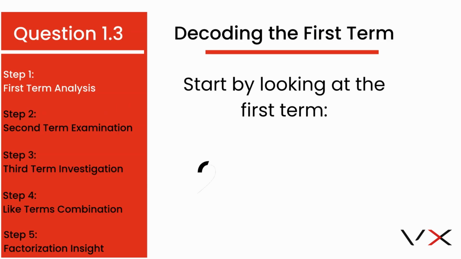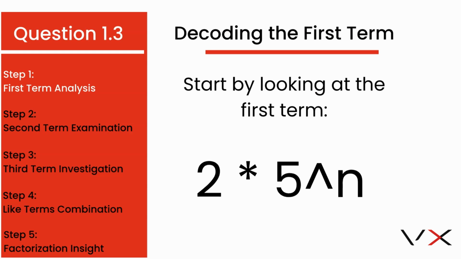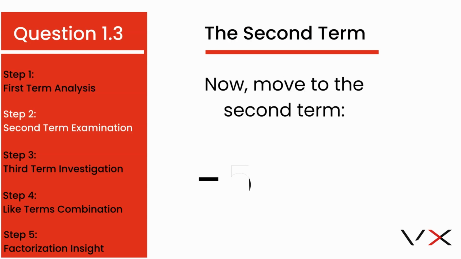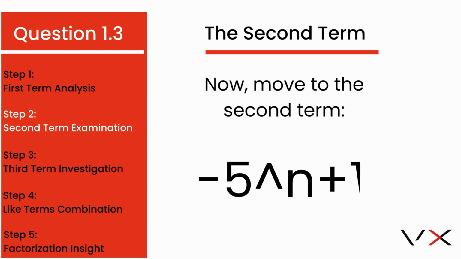Step 1. Start by looking at the first term, which is 2 times 5 to the power of n. Write it down as 2 multiplied by 5 raised to the nth power. Step 2. Now, move to the second term, which is negative 5 to the power of n plus 1. Say it as minus 5 raised to the power of n plus 1.